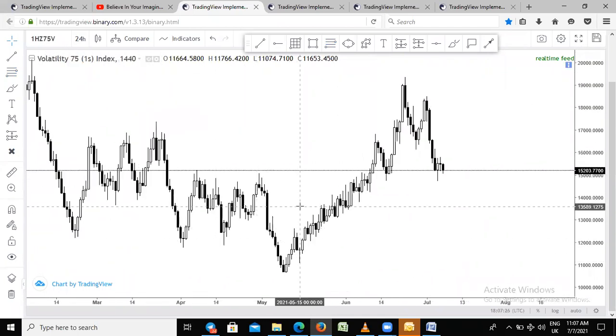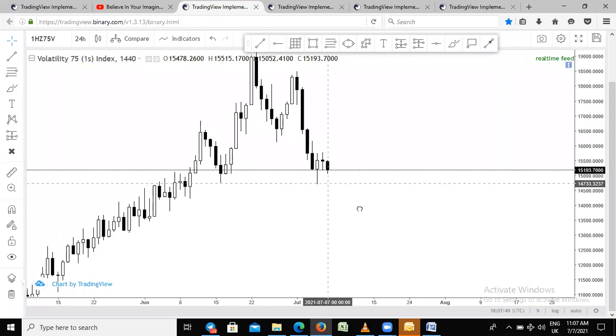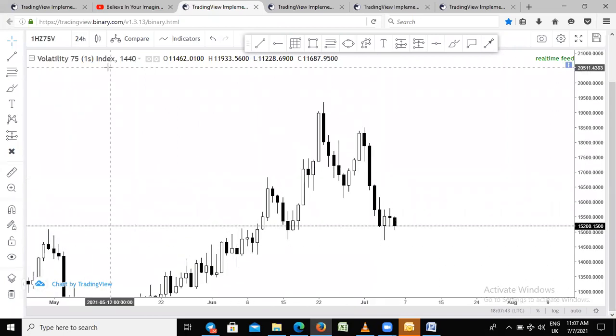Okay. So currently, what's the trend of this market? Who can tell me the trend of this market right now? And what are we going to be looking for? Who can tell me the trend of this market? Really? Downtrend. Wow.